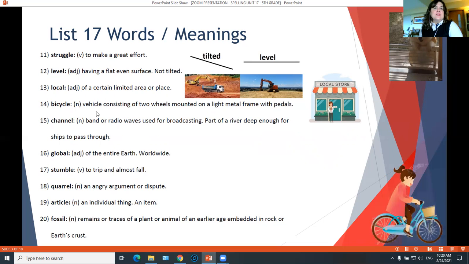Bicycle. Bicycle is a vehicle consisting of 2 wheels mounted on a light metal frame with pedals. You're familiarized with that word because some of you have bicycles. Number 15, channel. Channel is a band or radio wave used for broadcasting.